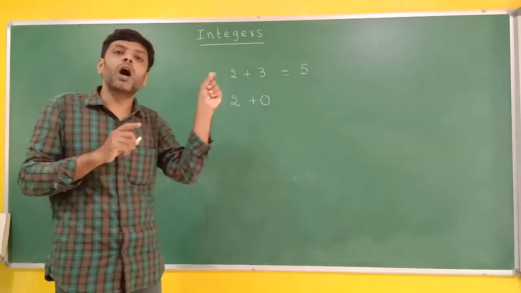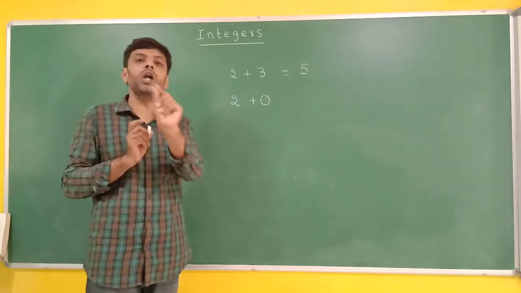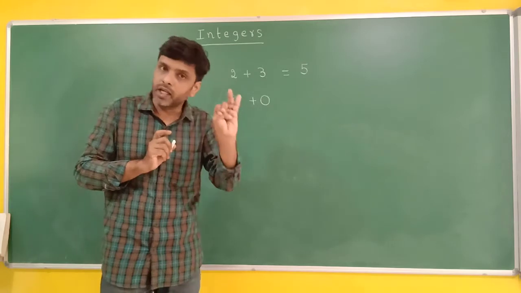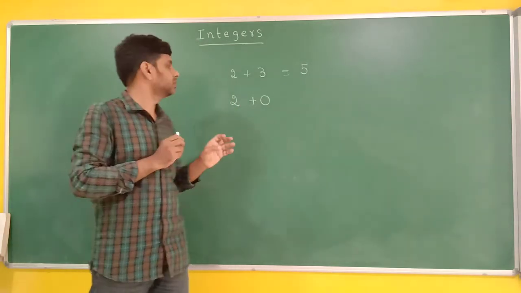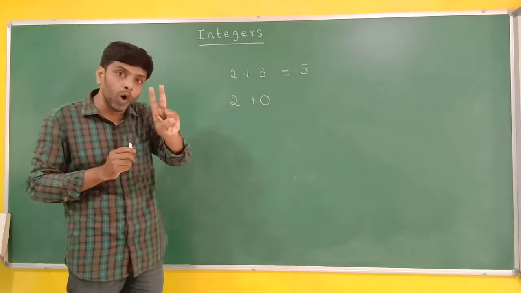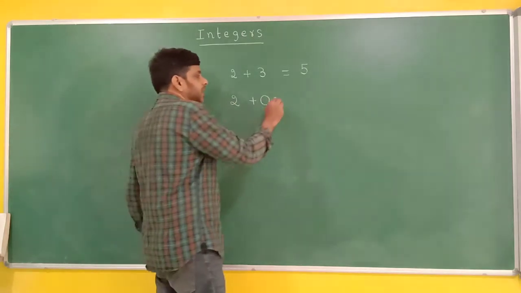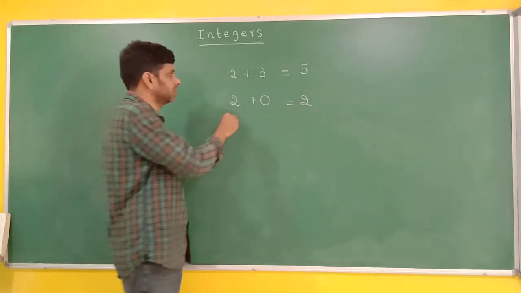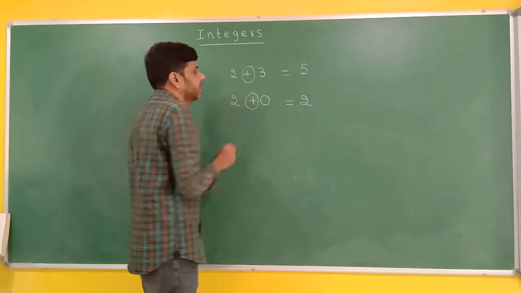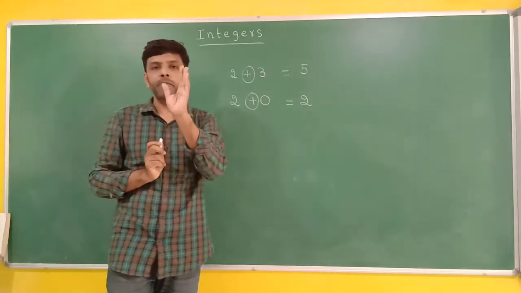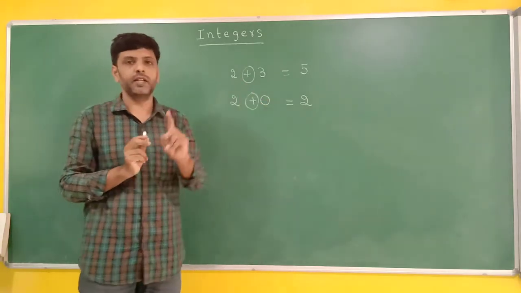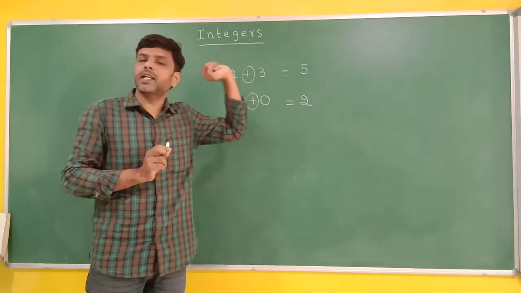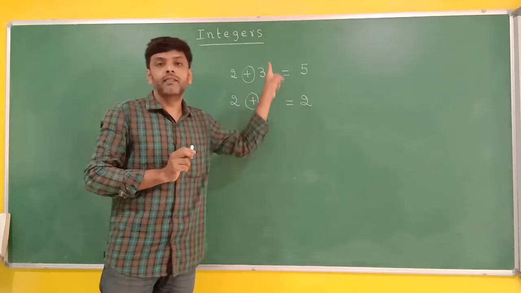Do you remember? All numbers starting from 0 are called whole numbers. 0 is a whole number, 1 is a whole number, 2 is a whole number. So, when I am adding two whole numbers, the sum is also a whole number. Here we are talking about a basic mathematical operation, addition. When two natural numbers are added, we get a natural number. When two whole numbers are added, we get a whole number.